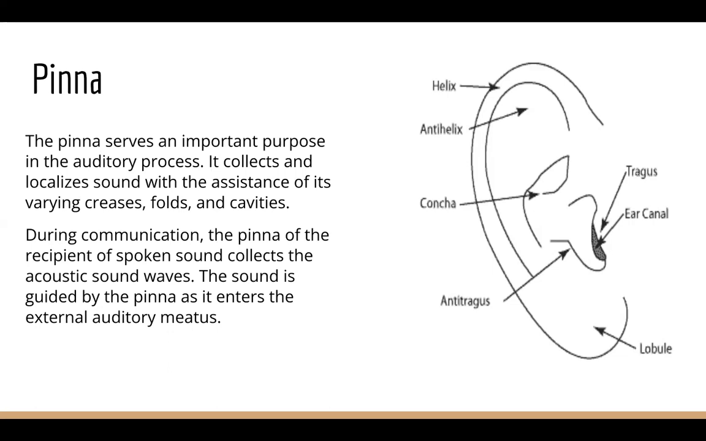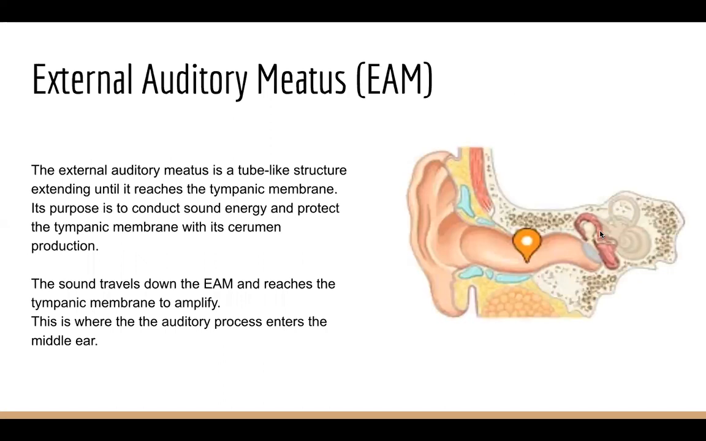So during spoken communication, the pinna collects all the acoustic sound waves, and these sounds are guided by the pinna as it enters the external auditory meatus. The external auditory meatus, EAM for short, is a tube-like structure that extends until it reaches the tympanic membrane. It's also known as the ear canal, and its purpose is to conduct sound energy and protect the tympanic membrane with its cerumen production, which is earwax. The sound travels down the EAM and reaches the tympanic membrane to amplify the sound, and then this is where the auditory process enters the middle ear.